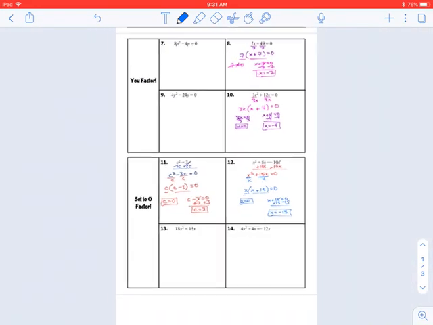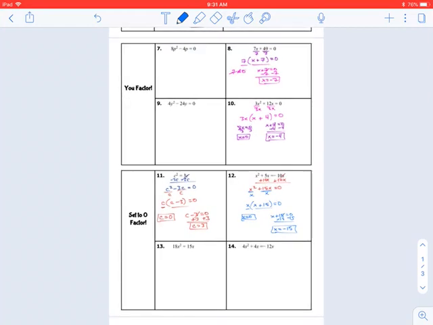Your homework is to do the rest of the back page, 7, 9, 13, and 14.